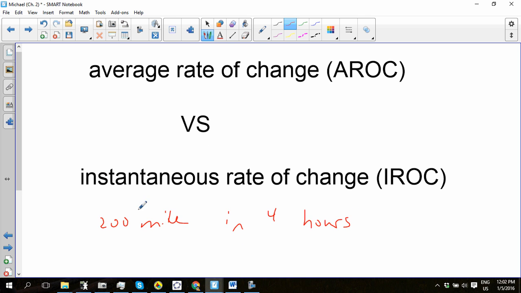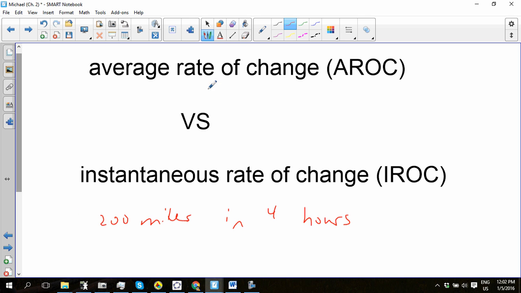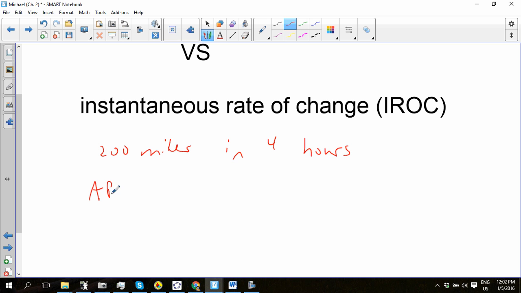Then what would the average rate of change be? And the rate of change of what? Well, how far you went. How far did you go? You went 200 miles in 4 hours. So your average rate of change would be 50 miles per hour.